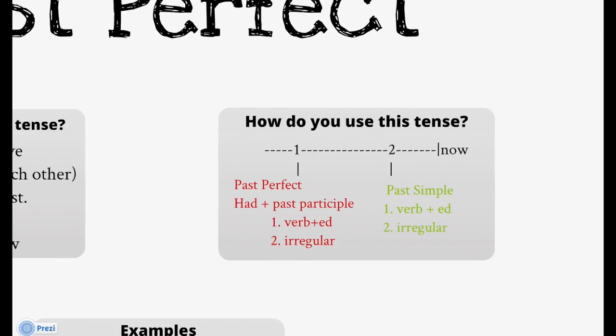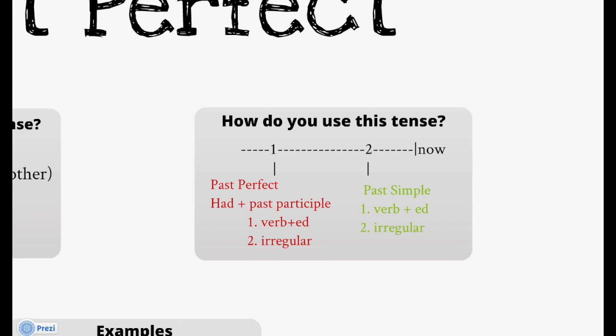Now, one of the things that makes past perfect a little bit more difficult is that you most often use it in combination with the past simple. The event that happened first gets past perfect. And you can make past perfect with had plus a past participle. Now this means either a verb that ends in ed, or an irregular verb, which means that the past participle is always different.